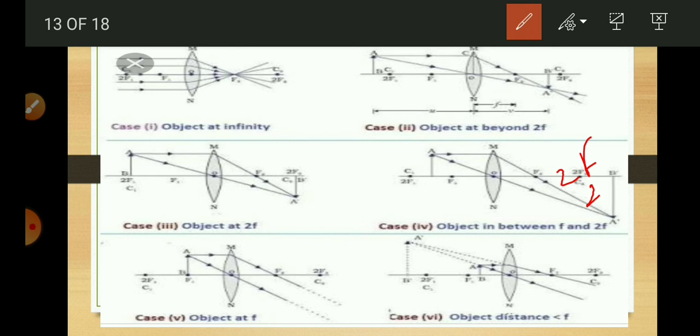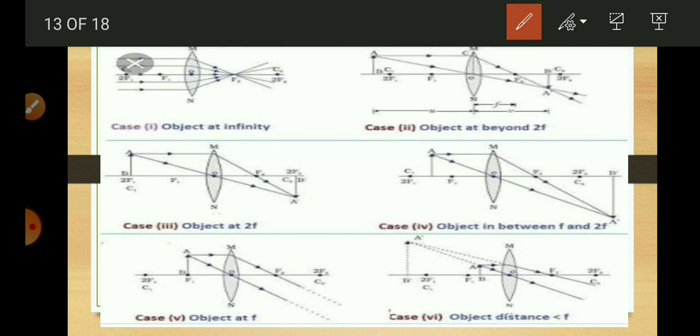So the nature of image will be real and inverted, and image will be enlarged. We can see the size of image is larger than the size of object. So this is the fourth case, that when object is placed between f1 and 2f1, image will be formed beyond 2f2. It will be a real, inverted and enlarged image.